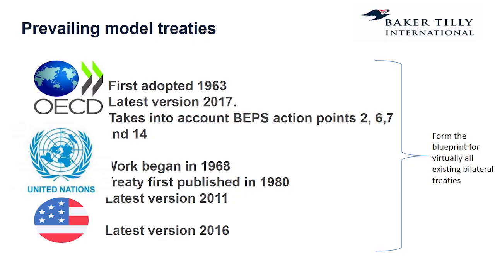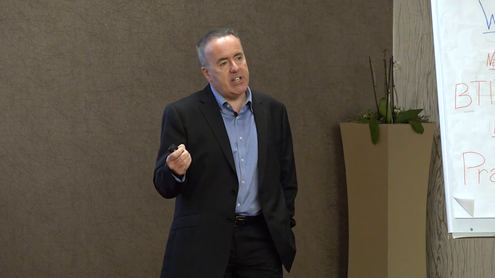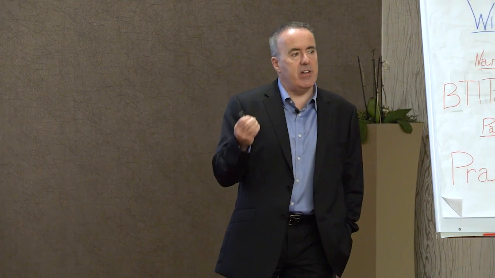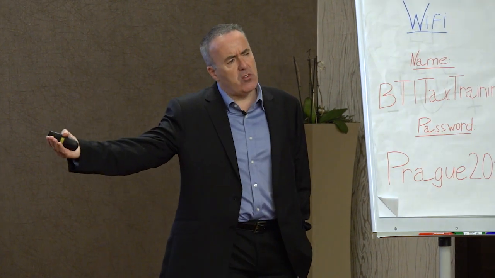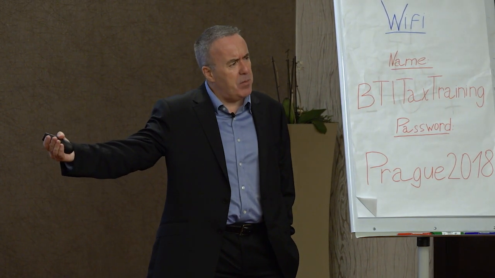And these are the models. You get a copy of these and read them if you've got nothing better to do. And you'll find that pretty much every treaty you look at looks pretty similar. This is the one I'm most familiar with, which came into force in 1963. And the latest version is the one that includes all the BEPS changes, so all those extra things that are in there. So remember some of the things we were talking about yesterday, about the definition of PE?